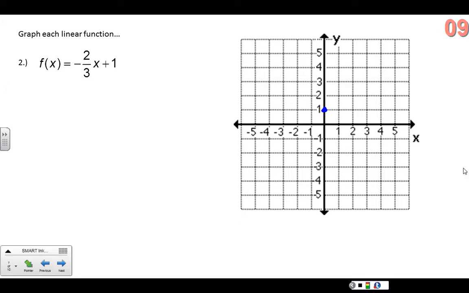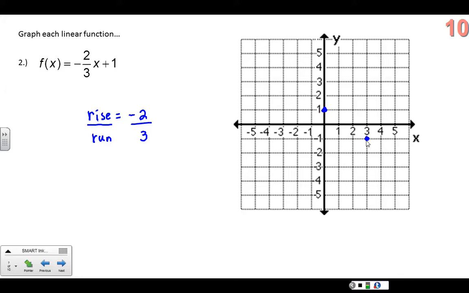So the rise, if you've got your rise being negative 2 over the run being 3. So on the point that we've got plotted, we're going to go over 3. 1, 2, 3 to the right for my run. And since it's negative 2, I'm going to go down 2. 1, 2, and plot a point.